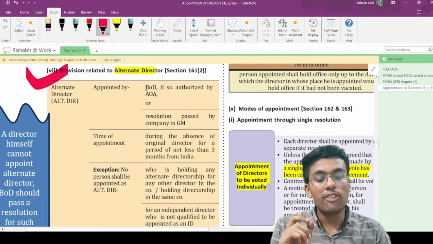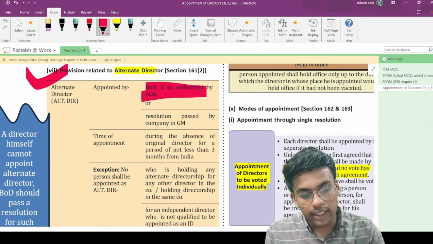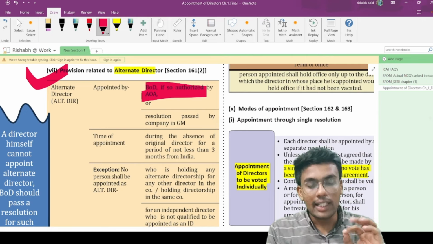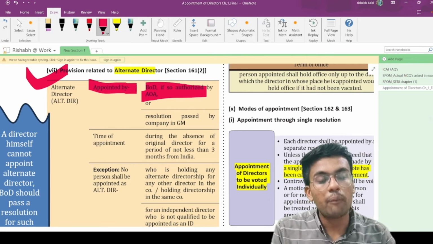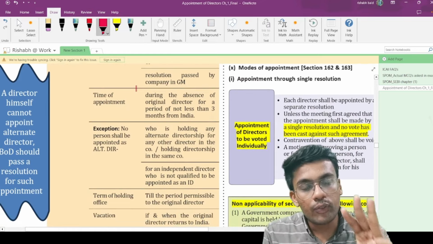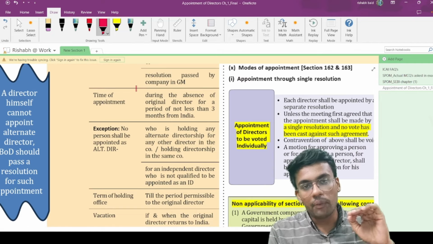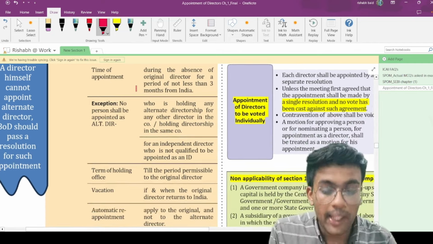The board of directors, if authorized by the articles of association, may appoint any person as alternate director, or a resolution should be passed in the general meeting if a person is to be appointed as an alternate director. Time of appointment: the main director should be absent from India for a minimum period of 3 months.